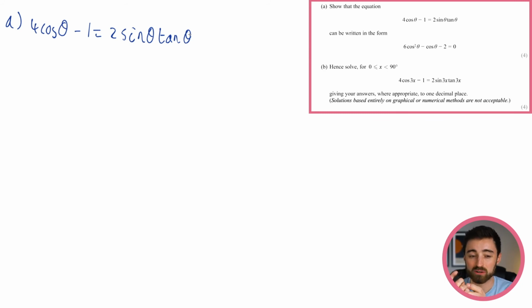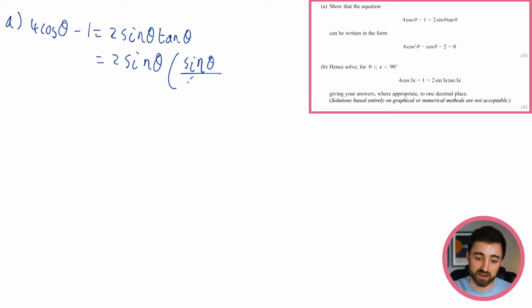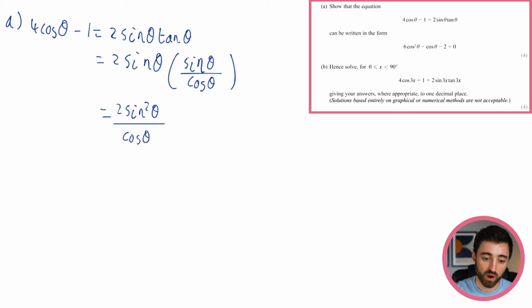What I could potentially do is swap the tan out for sine over cos, and then I've just got coses and sines, and then I think I'm going to be able to use the cos squared plus sine squared equals 1 in some way. So what I'm going to do is I'm going to rewrite this tan here. Sine over cos. Let's see if we can simplify this at all. So the first thing is I can just multiply this sine on the top. So I almost get 2 sine squared over cos theta. What I can now do is multiply both left and right by cos theta. So I'm going to get 4 cos squared theta, right? Minus cos theta equals 2 sine squared theta.